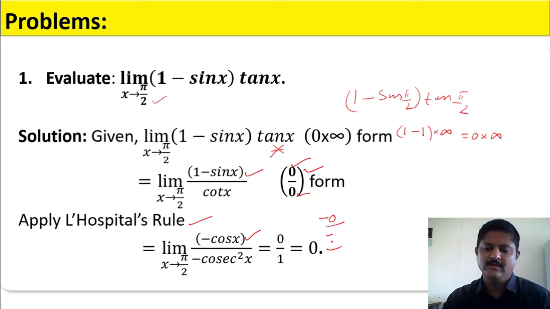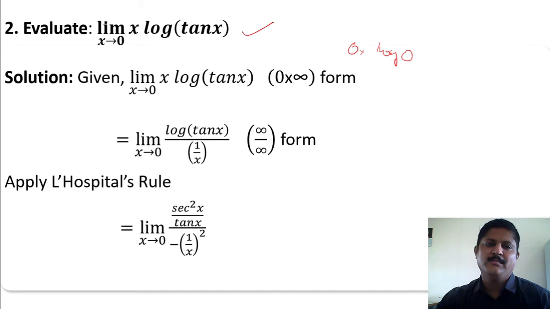Second problem: evaluate the limit of x into log of tan x as x tends to 0. Here, applying x tends to 0, we get 0 into log of tan 0. Tan 0 is nothing but 0. Log 0 is minus infinity. So 0 into minus infinity, which is of the form 0 into infinity. First, change this to 0 by 0 or infinity by infinity form.